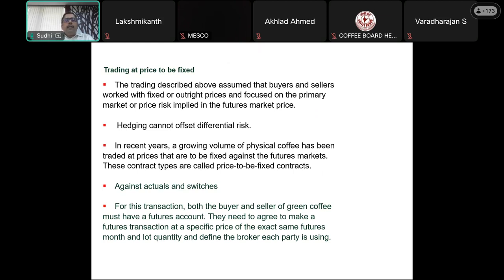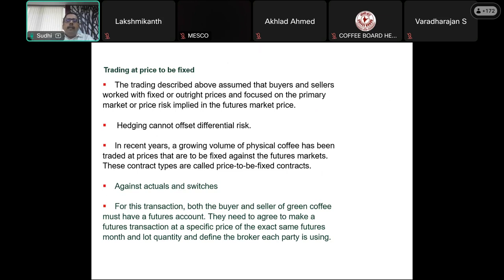Next is hedging cannot offset the differential risk. As I explained in the previous slide, we hedge. Hedging will offset the risk of the terminal market. So if the terminal market goes up or comes down, since we have hedged our physical position, the market risk is always hedged. But the differential risk is never hedged, and the exporters work only on the differential risk. In recent years, a growing volume of physical coffee has been traded at prices that are to be fixed against the futures market. These contract types are called price to be fixed contracts. Okay, so that means the exporter always has the risk of the differential, not of the market.